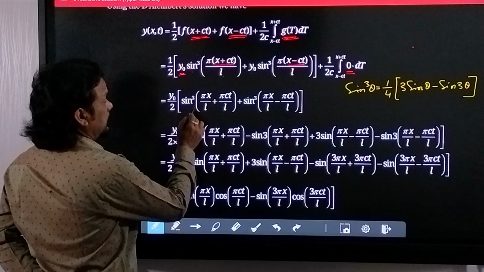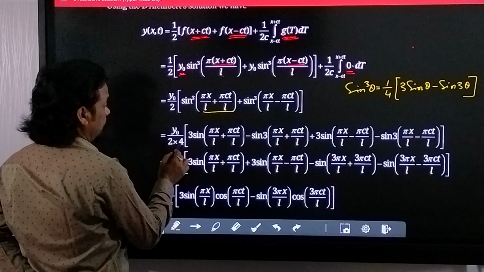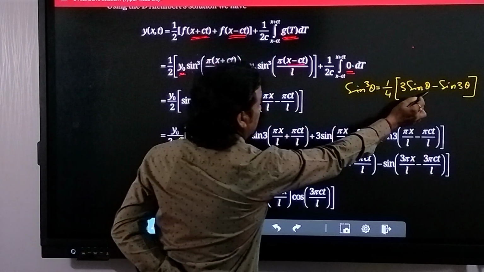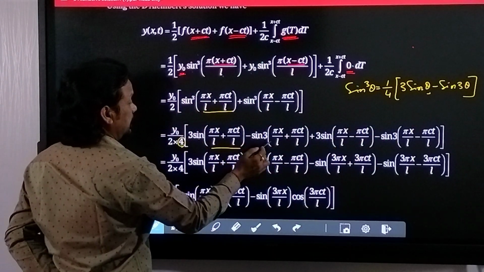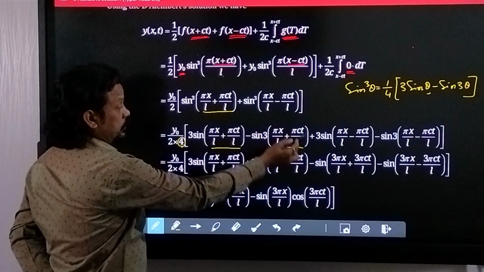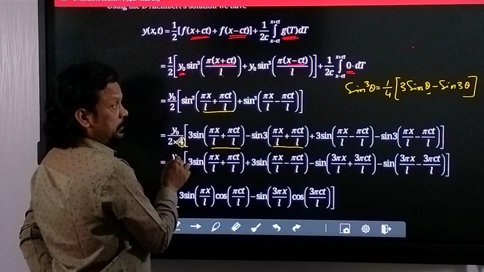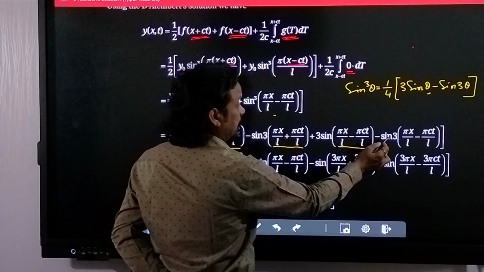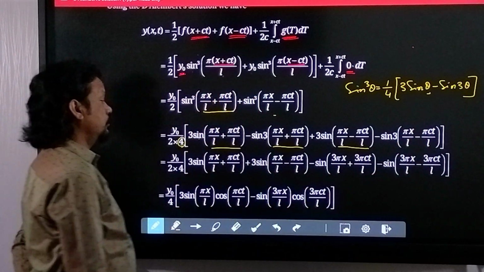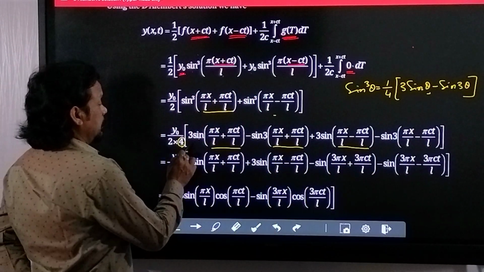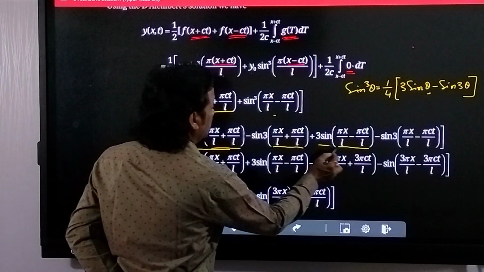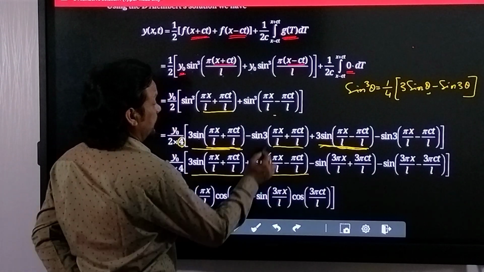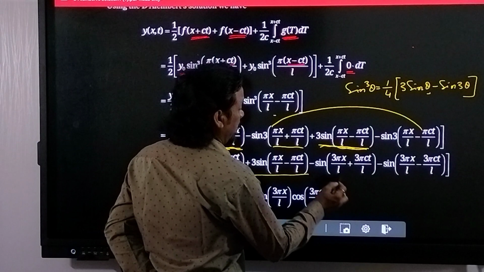See here. Sine cube theta is 1 by 4, I am taking 4 common. Here 3 sine theta minus sine 3 theta. Clear? The second part is also the same thing, 1 by 4, that means 4 I have taken common. 3 sine theta, here theta is in the form of a difference, minus sine 3 theta. Okay, see here, this one is 3 sine, this one is 3 sine, and these two I have combined here. And the second and fourth terms I have written here.